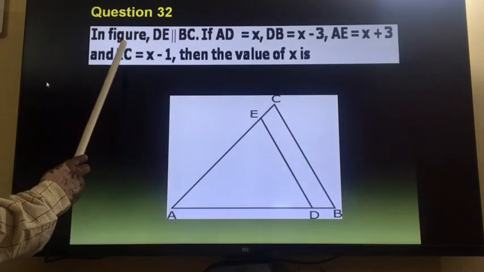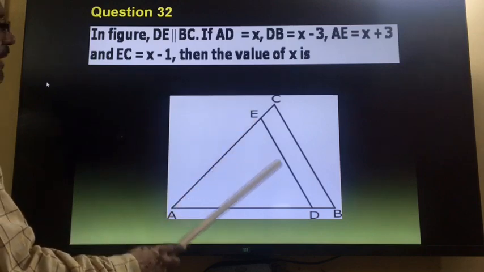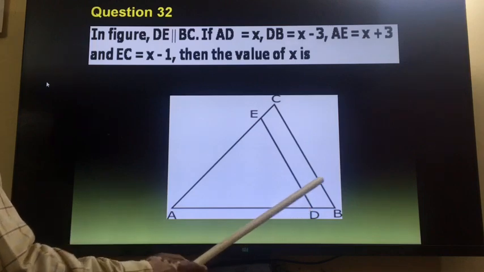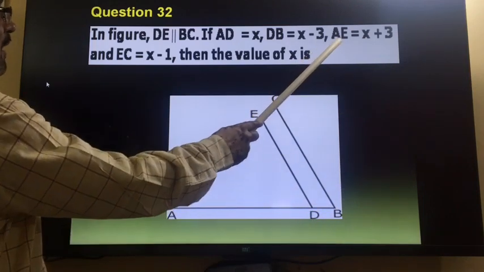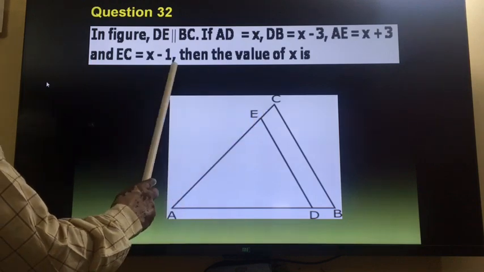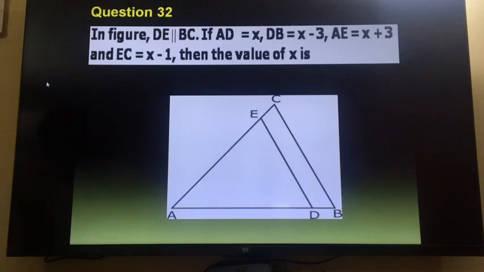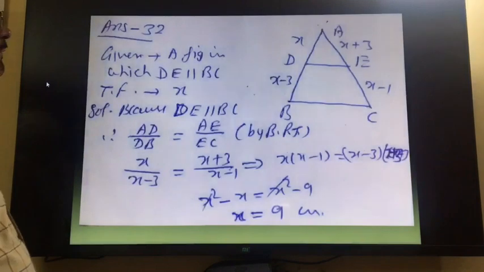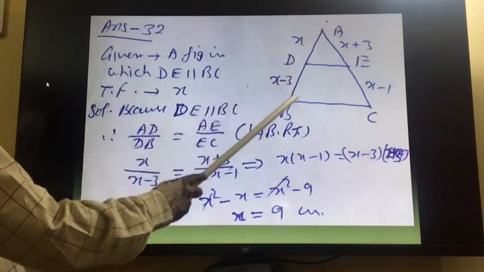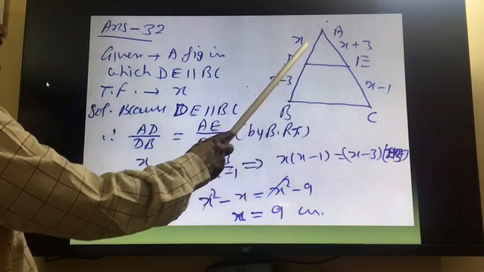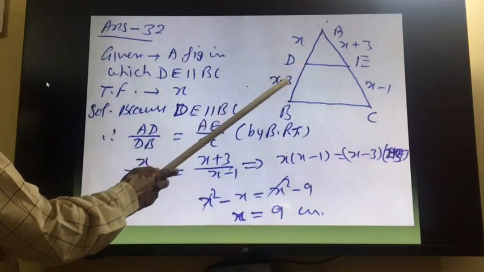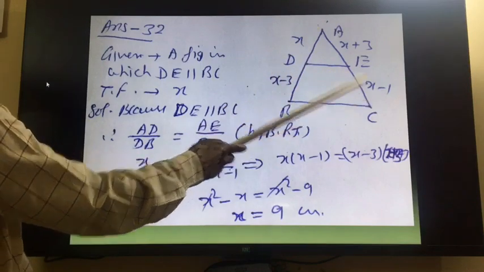Now see the next question, number 32. DE line is parallel to BC and AD is equal to x, and DB is equal to x minus 3, AE is equal to x plus 3 and EC is equal to x minus 1. We have to find out the value of x. So again same method, this triangle we can draw like this if you want. So by this, application of BPT will be easy for us. DE line is parallel to BC, we can write AD upon DB is equal to AE upon EC.